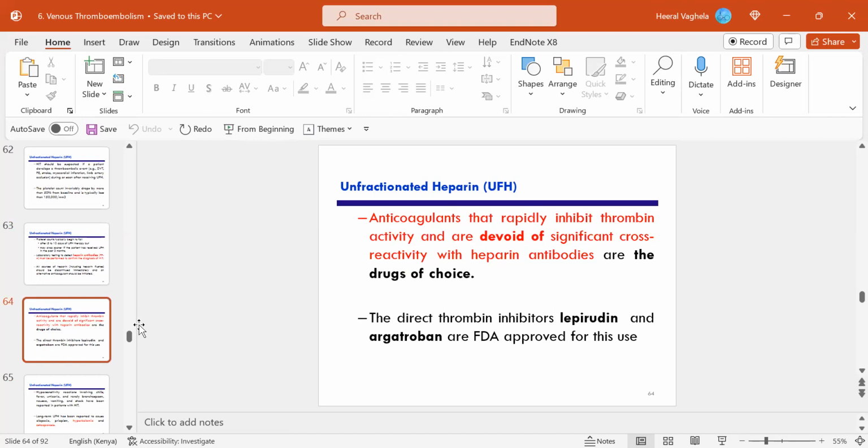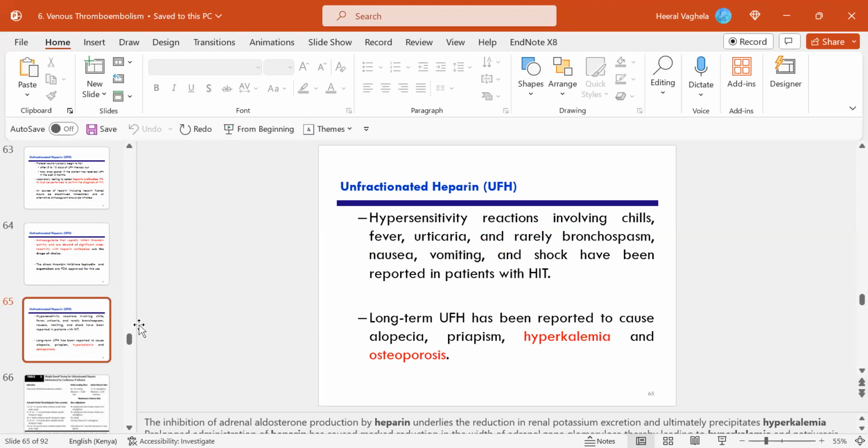So in case the patient has this thrombocytopenia, you stop the heparin and you would give other medications like the direct thrombin inhibitors. There's no cross sensitivity or cross reactivity between them, so they will not produce the heparin antibodies. Then they also cause hypersensitivity reactions, hyperkalemia, and also osteoporosis.